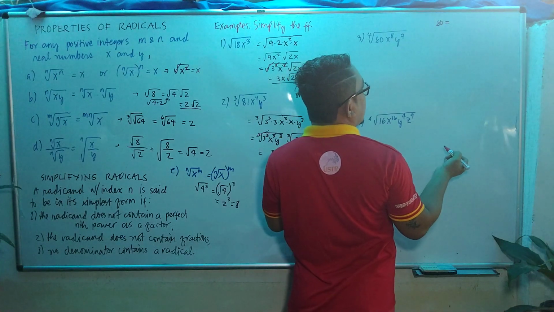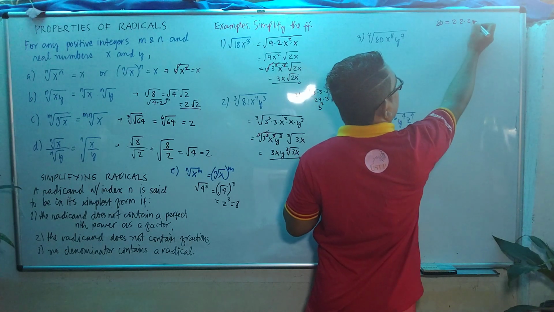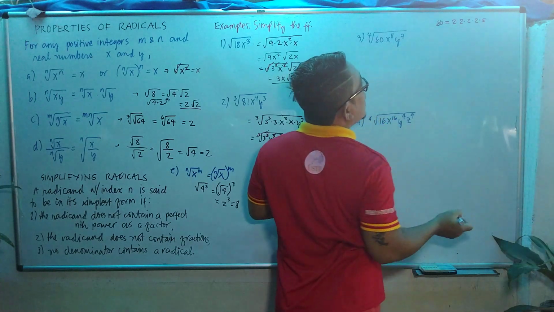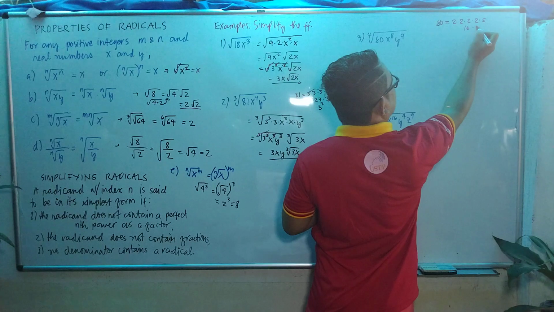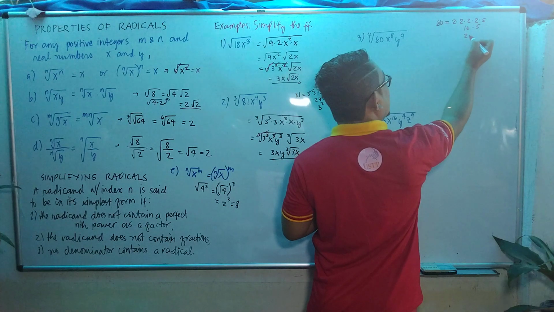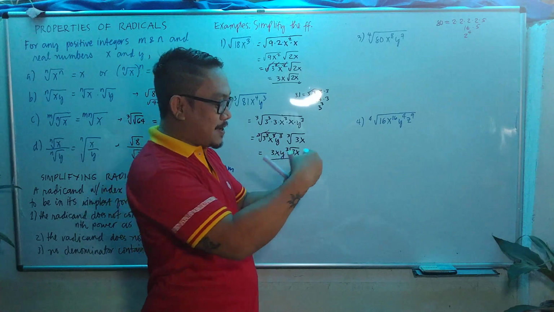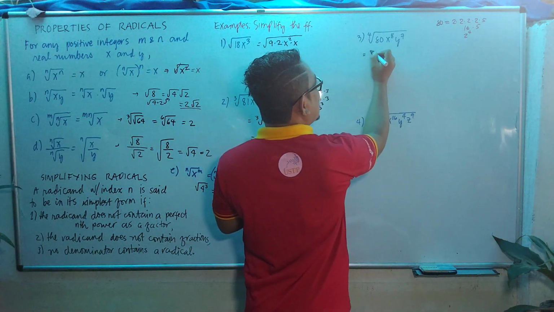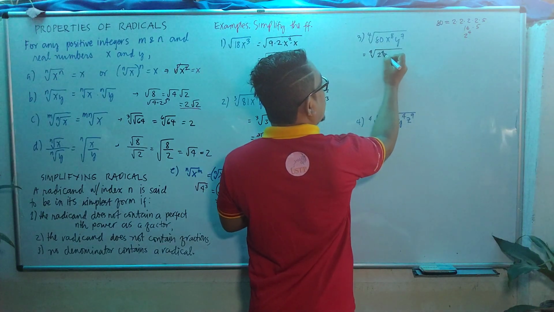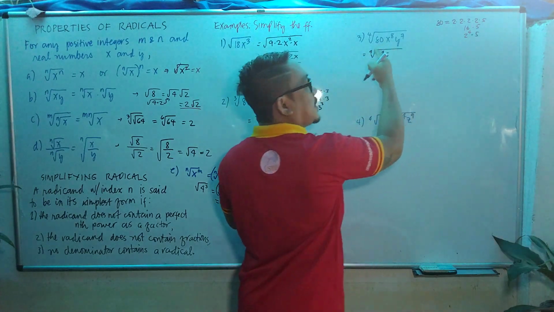80 is just equivalent to 2 times 2 is 4, times 2 is 8, times 2 is 16, times 5. So this is 16 times 5, and 16 times 5 is 80, wherein 16 is just equivalent to 2 to the power of 4. Correct? So what we're going to do, we just copy the fourth root. So 80 is 2 to the 4 times 5, and 16 times 5 is 80.